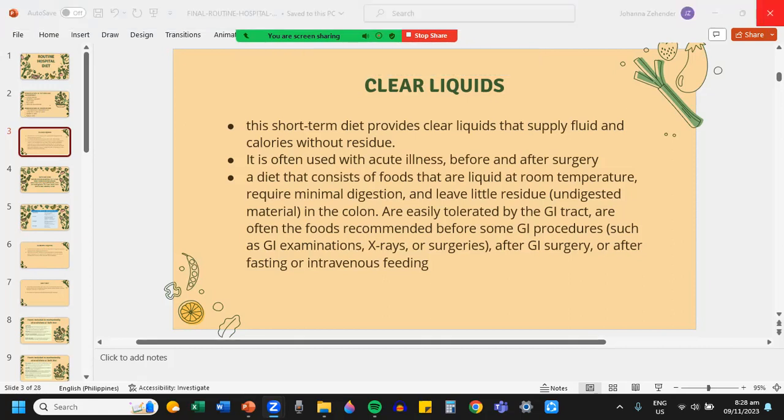So aside from this, clear liquids are easily tolerated by the GI tract and are often the foods recommended before some GI procedures such as GI examinations, x-rays, or surgery. Even after GI surgery or after fasting or intravenous feeding.